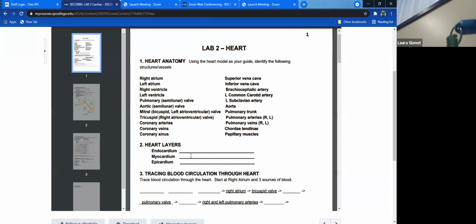Myocardium, the middle layer, is cardiac muscle. And then maybe a little semicolon, contractile layer. And then the epicardium, areolar connective tissue or just connective tissue. And then a little semicolon, protect the heart from friction or rubbing, and secure blood vessels and nerves.